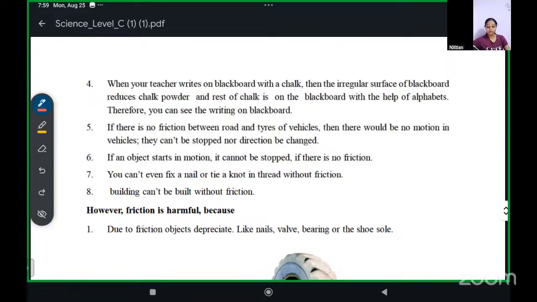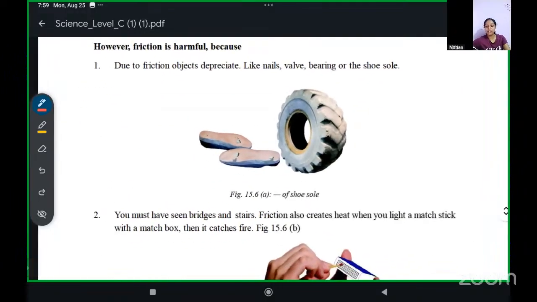Now, if an object starts in motion, it cannot be stopped if there is no friction. We cannot stop a moving object without friction. You can't even fix a nail or tie a knot in thread without friction, and buildings cannot be built without friction. These are the examples of how friction is good or helpful for us.